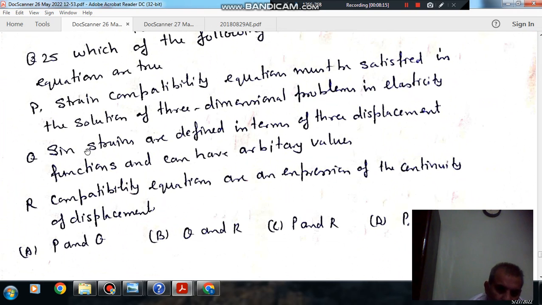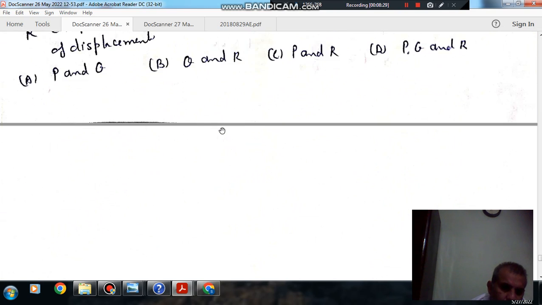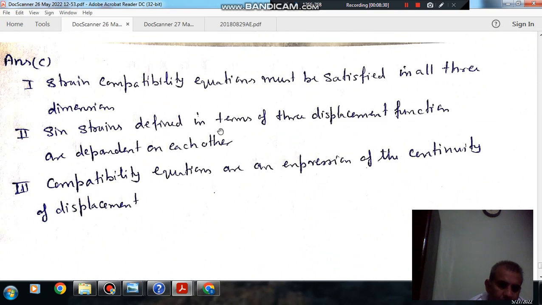Q is wrong because six strains are defined in terms of three displacement functions and cannot have arbitrary values; they are dependent upon each other. So the arbitrary value is wrong. So the answer is option C.